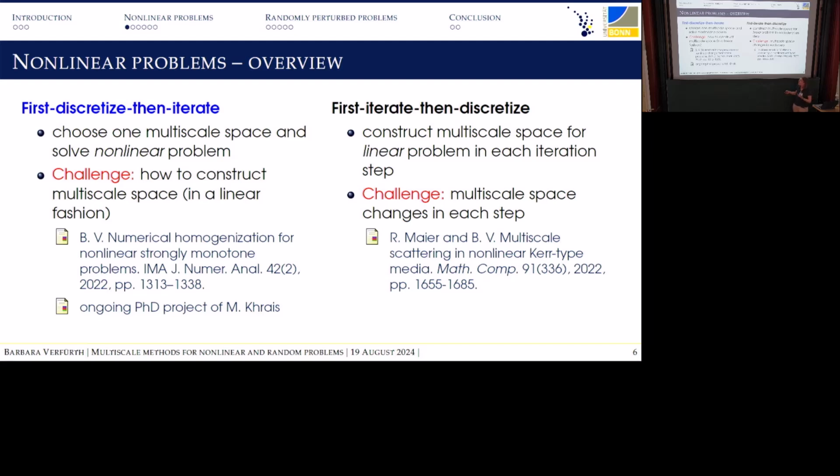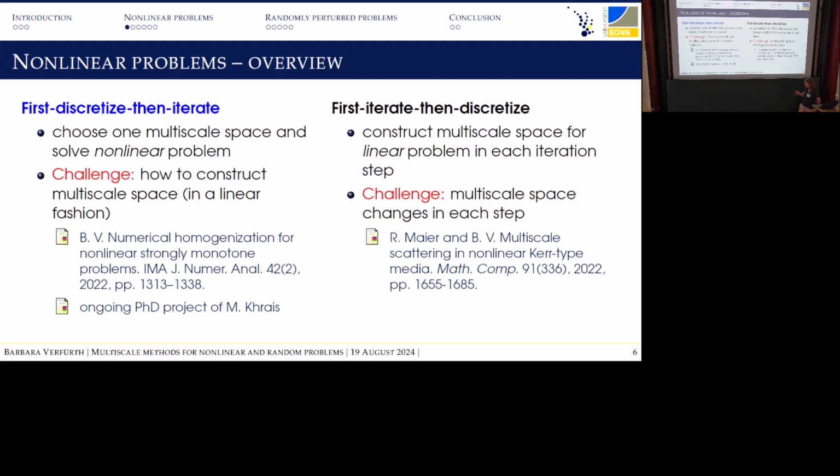And here the challenge is how to choose this one specific multiscale space, because we will realize that somehow we have to go around these linear arguments, and we will do this in some sort of linear fashion. And I will tell you more details about this in the upcoming minutes on the example of nonlinear strongly monotone problems, where you can read up things here, and also in the context of non-monotone problems, which is work in progress together with Maya Kreis, who is also in the audience.